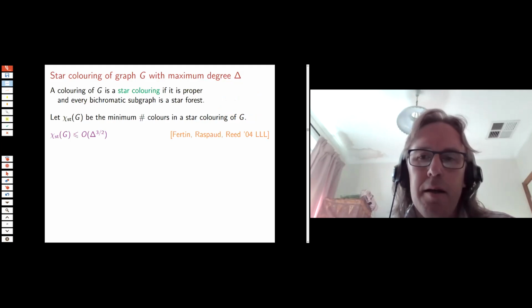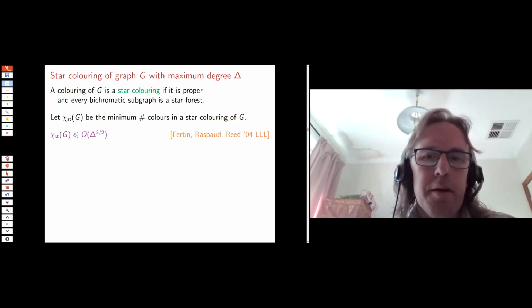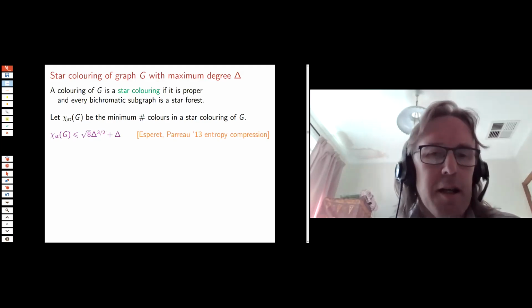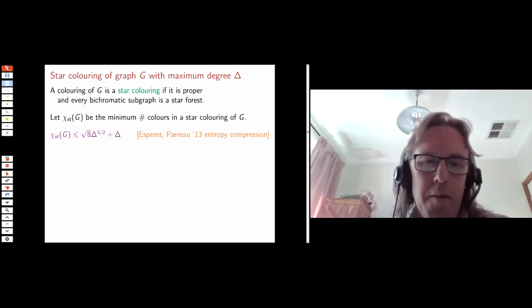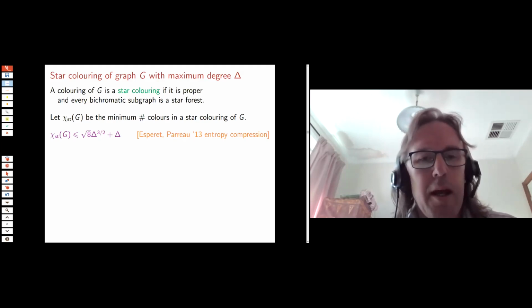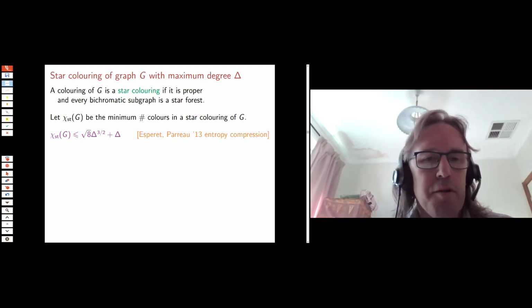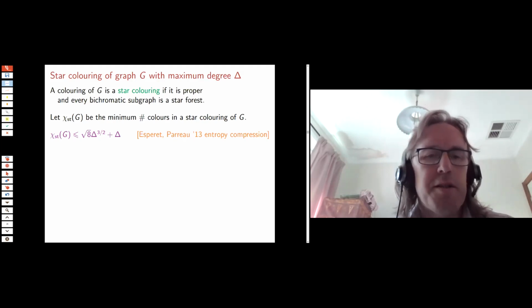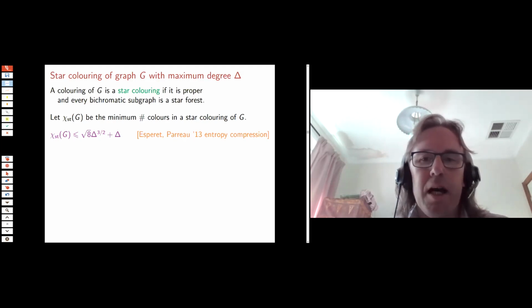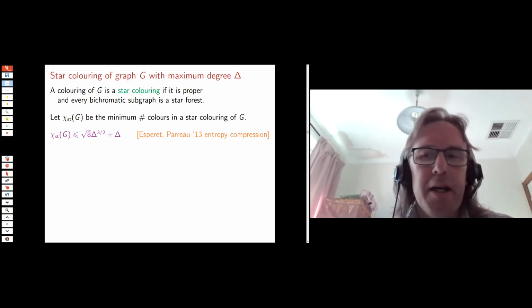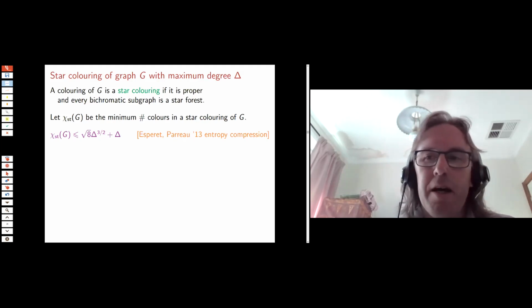And then sometime later, this result was improved. The constant here wasn't optimized, so I won't say it. But later on, Esperet and Ochem optimized the constant using this new method of entropy compression. And they showed an upper bound of √8 times delta to the 3/2. That's the best known constant in front of this delta to the 3/2 term. But what I want to show is that, in fact, this same bound of √8 delta to the 3/2 just falls out of the general framework in a very natural way.